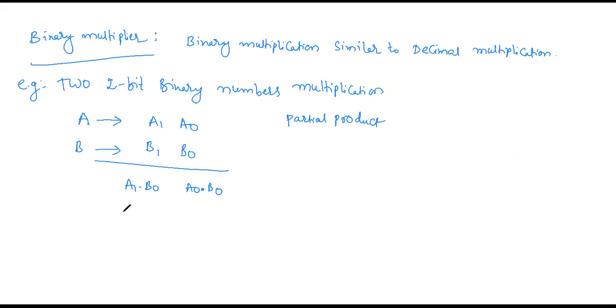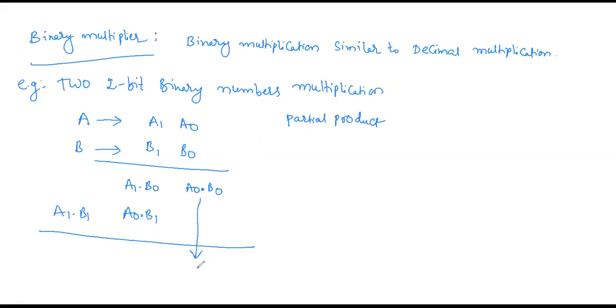Now B1 into A0. Here we'll write A0 into B1. Next B1 into A1, A1 into B1. Now we'll add. When you are adding partial products of two 2-bit binary number multiplication, you are getting maximum 2 bits only. Here no need of doing any addition. The result is as it is.